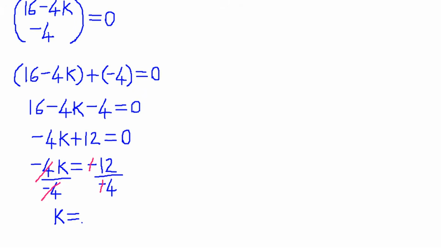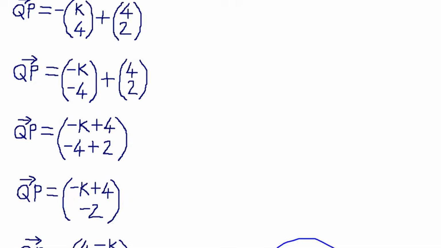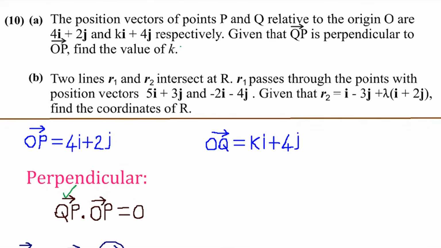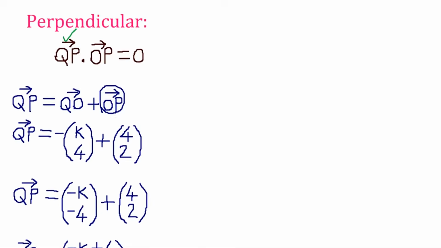So this is how you easily score marks in the exam. So you can now say that therefore k is equal to 3. This is the value of k. This is how you easily find the value of k in the exam. I hope you have gotten the concepts. So this is how you easily answer part A. This is how you easily score marks in the exam. K is equal to 3.